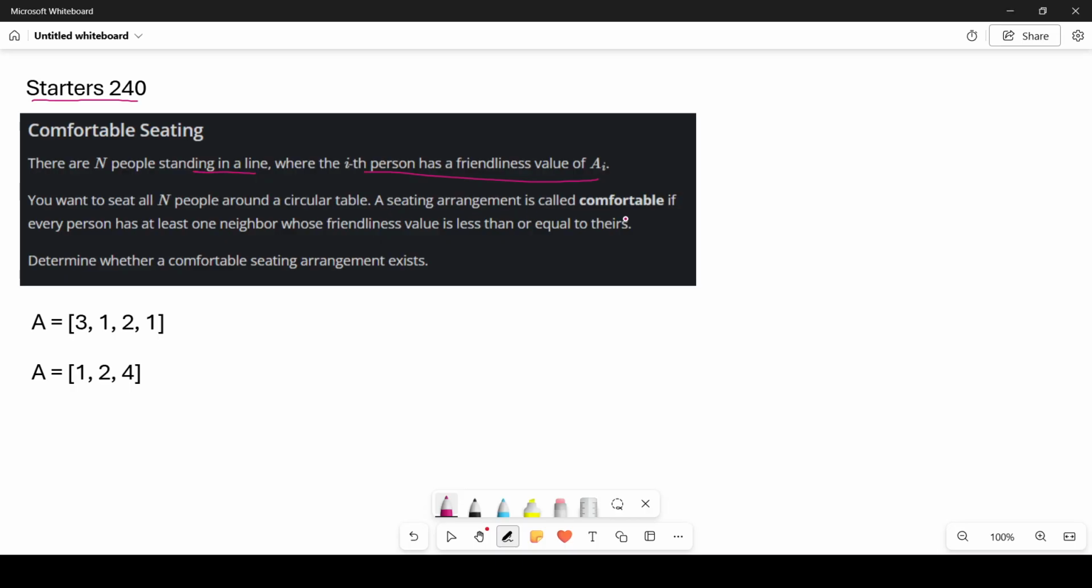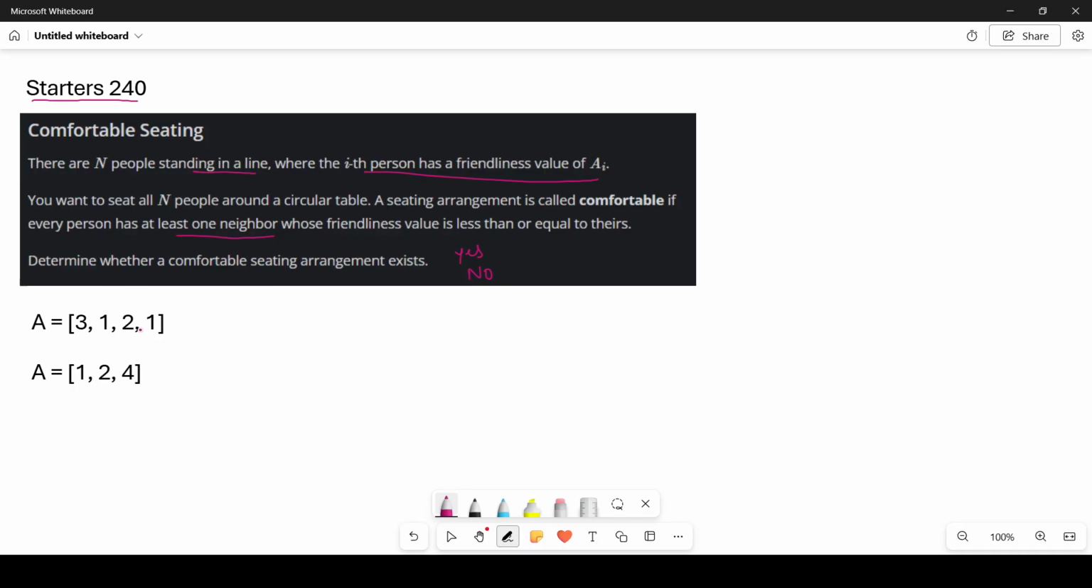A sitting arrangement is called comfortable if every person has at least one neighbor whose friendliness value is less than or equal to theirs. Determine whether a comfortable sitting arrangement exists or not. You have to return yes or no. Yes, in those cases when there is a comfortable sitting arrangement. If there is no comfortable sitting arrangement, then return simply no.